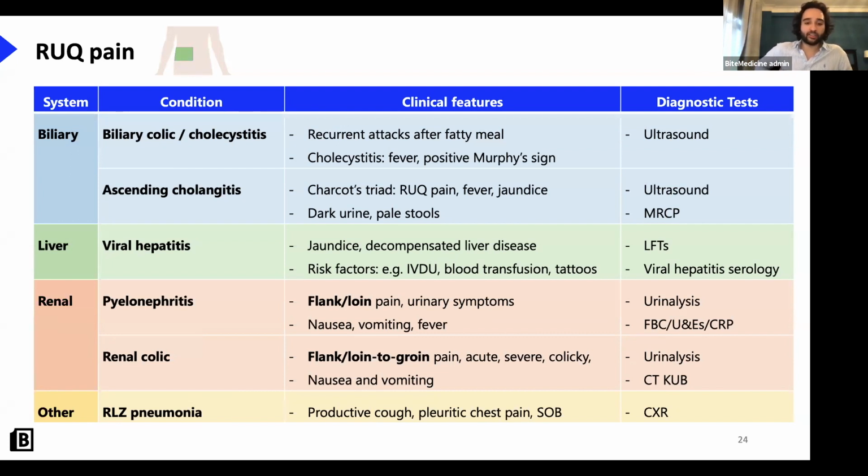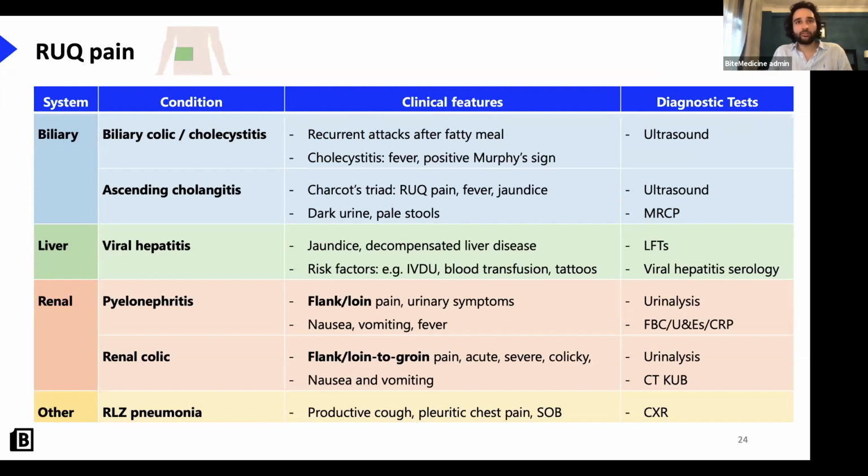That's stuff above the diaphragm, so things like right lower zone pneumonias, for example. This is not an exhaustive list, just a few really key ones that you should always assess for in the emergency department. So hopefully you've got a better understanding.